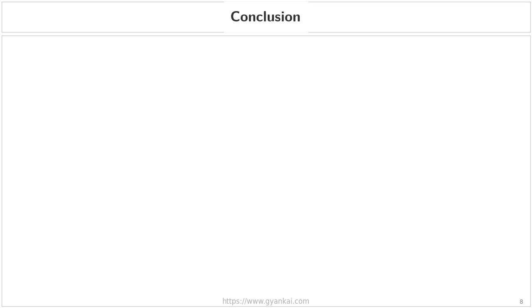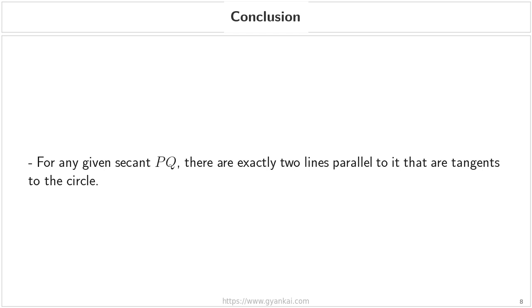Conclusion. Based on the step-by-step movement we observed in the previous slides, we can now state a fundamental rule. For any given secant line, which we've labeled as PQ, there are exactly two lines parallel to it that act as tangents to the circle.